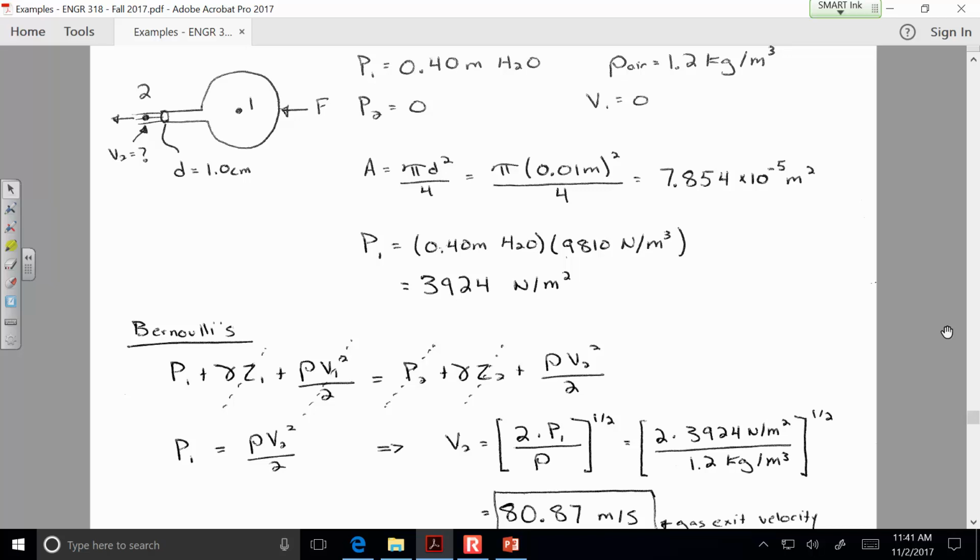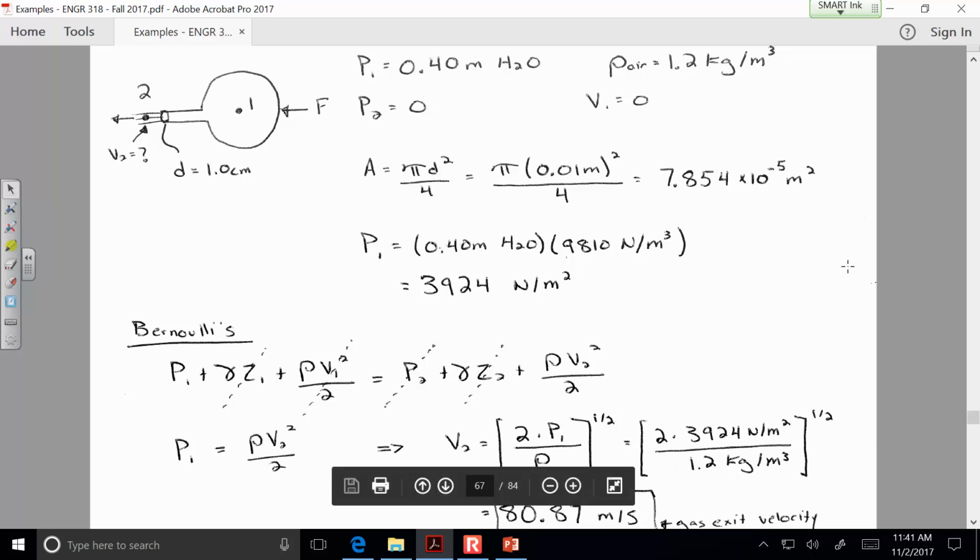So it's just really the difference in pressure between the inside and the outside. So if we say the pressure of the jet coming out is 0, then pressure at 1 is what's causing that velocity at 2. So we cancel out the elevation terms since this is oriented such that 1 and 2 have the same elevation. And all that's left is we rearrange to find that the velocity is 80.87 meters per second.